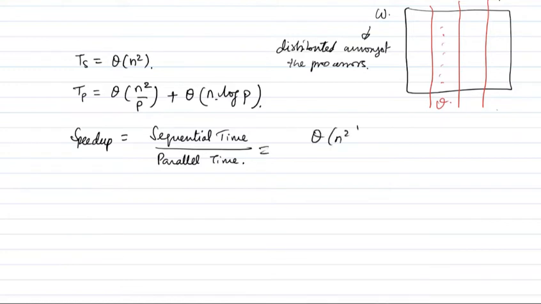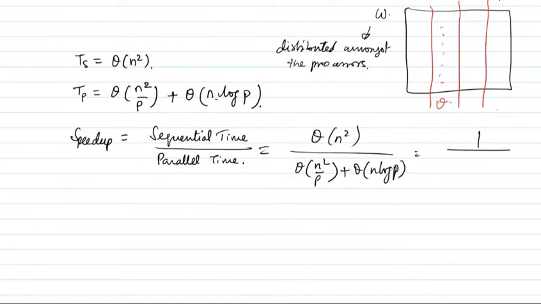so this will be theta n square, and this will be theta n square by P plus theta n log P. If you divide by n square everywhere, this is 1 by theta 1 by P plus theta log P by n. Okay.